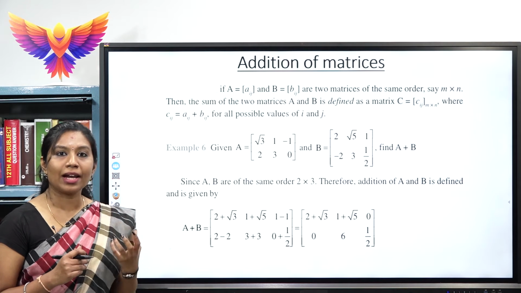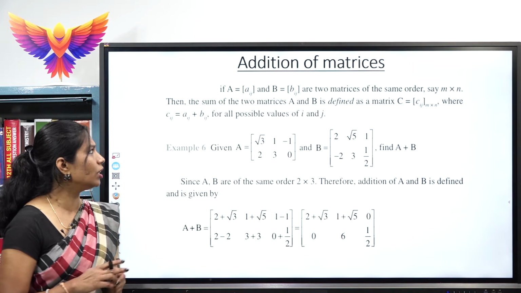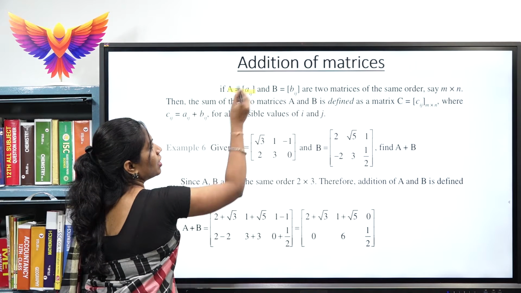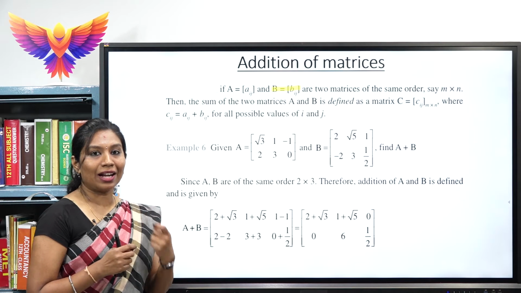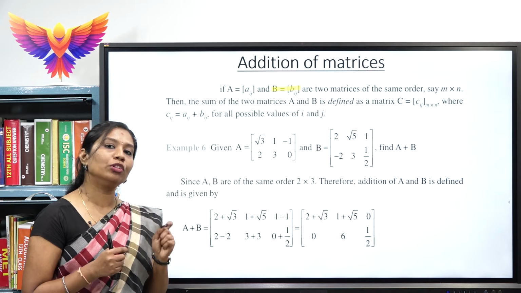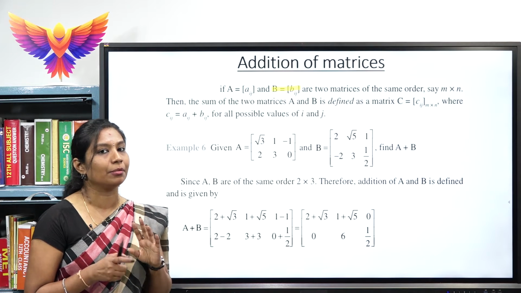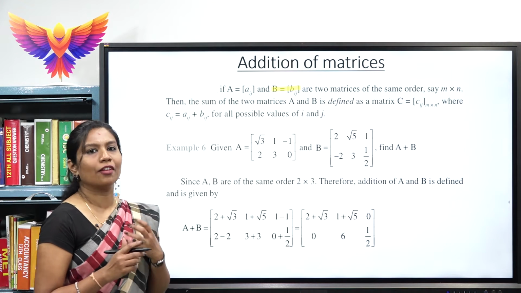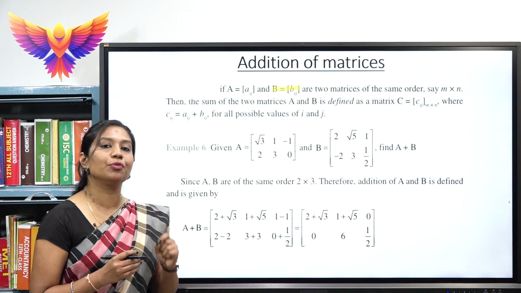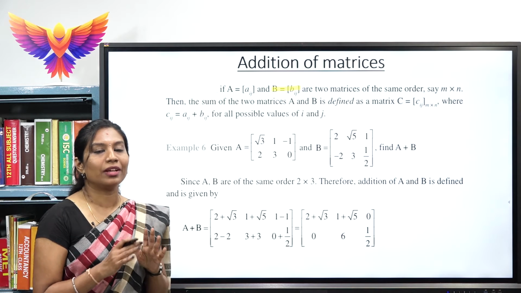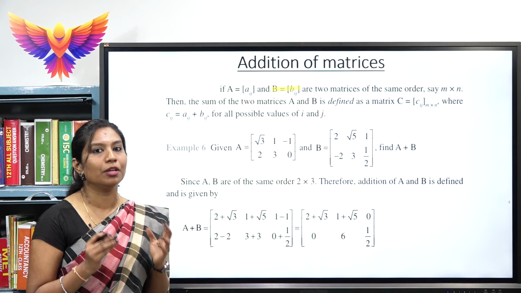When you have to add two matrices, we already know that a matrix is represented by A equal to Aij and B equal to Bij, if I have two different matrices. When you have to add the two matrices, the order of both the matrices should be the same, only then they can be added. That is, if I have a matrix A as a 2 cross 2 matrix, the matrix B also should be a 2 cross 2 matrix, otherwise adding both the matrices will be impossible.